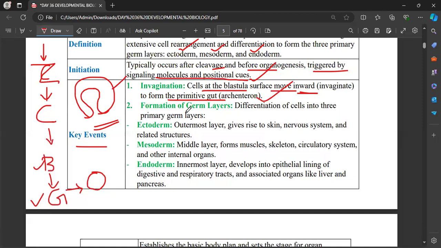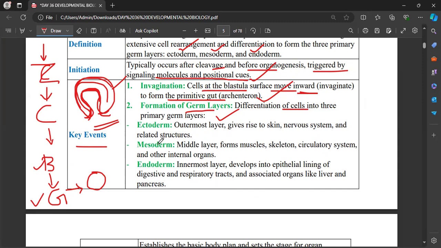All right. Now what are germinal layers? Here, the differentiation of cells into three germinal layers. So during the invagination, some of the cells grow as ectoderm, some grow as endoderm, and some present in between these two layers will be the mesoderm. That is the formation of germinal layers. This particular process is said to be the gastrulation process.